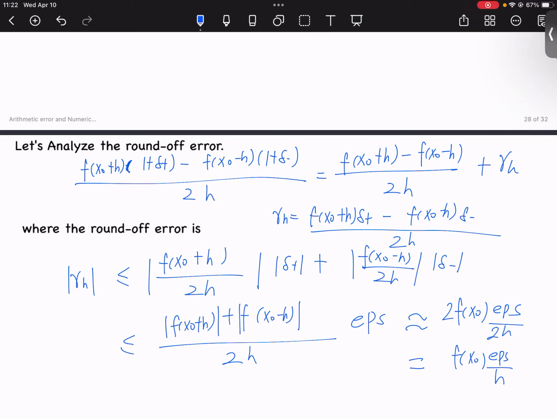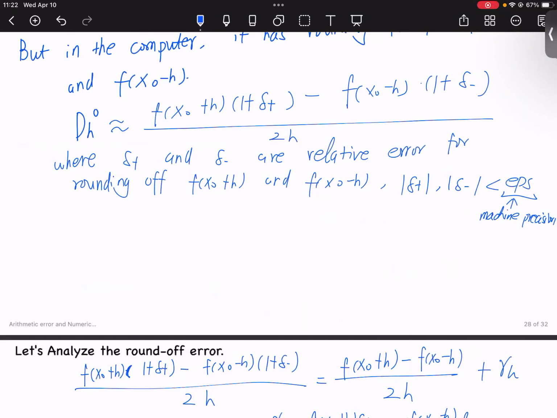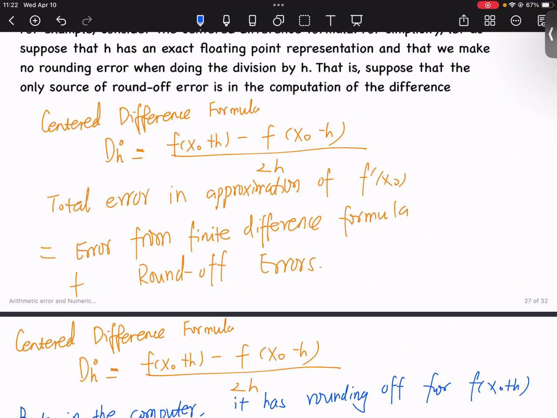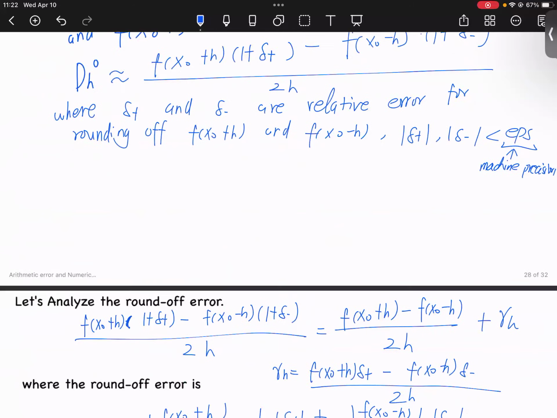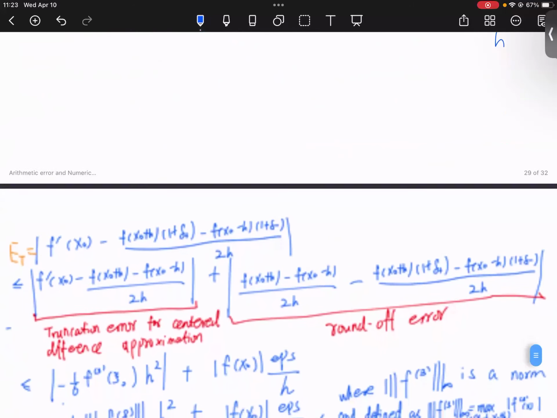There's some typo just now. This is the result from the rounding off. But now let's go back to what we have here. We are going to get the total error. We already got the rounding off error, and then we also want to count the errors from the finite difference formula. So the next page we are going to get the total error.